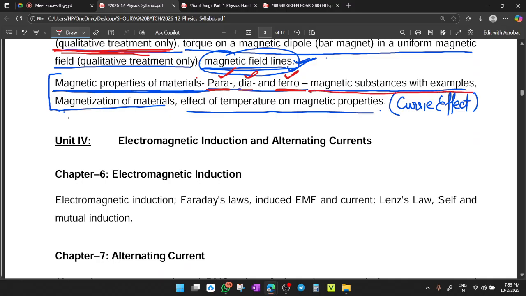Then we see magnetization of these materials, how we can magnetize them, and last, the effect of temperature on magnetic properties. When we heat paramagnetic, diamagnetic, and ferromagnetic materials, what happens to their properties? These are given by a beautiful law called Curie's law. All these we will cover in coming topics.